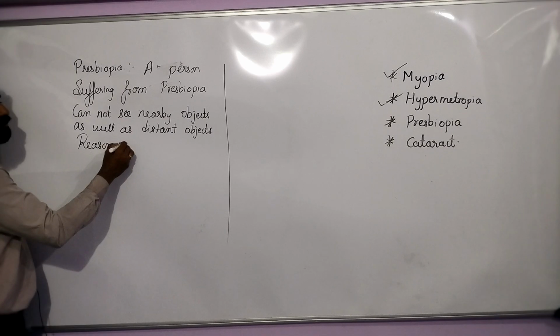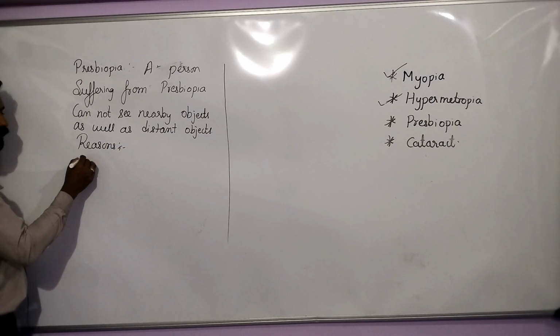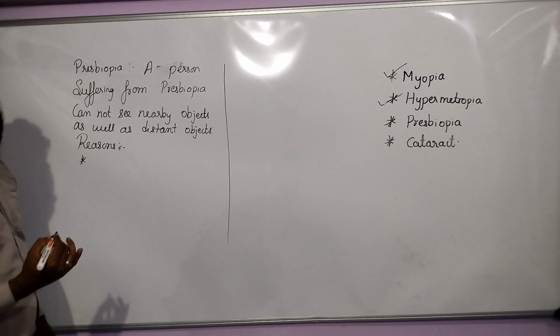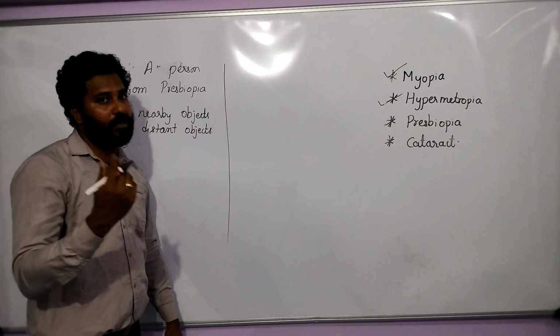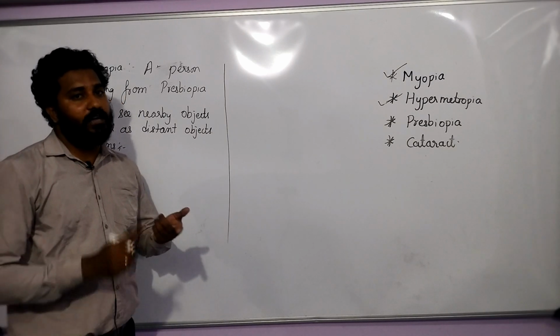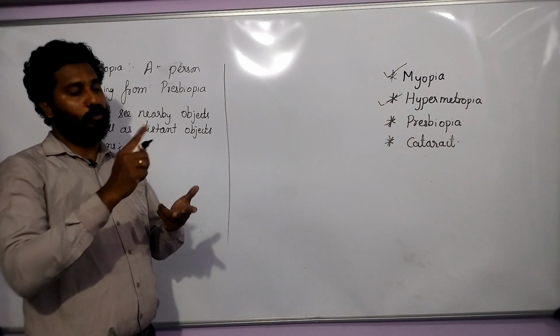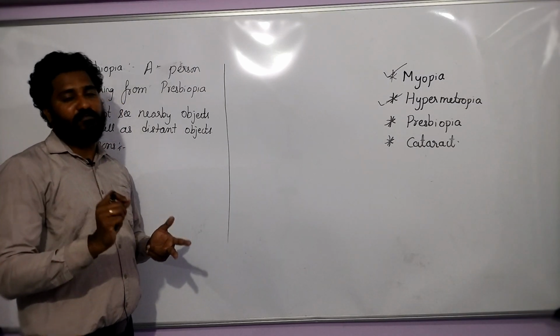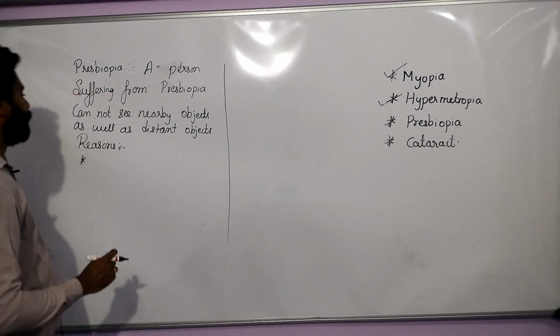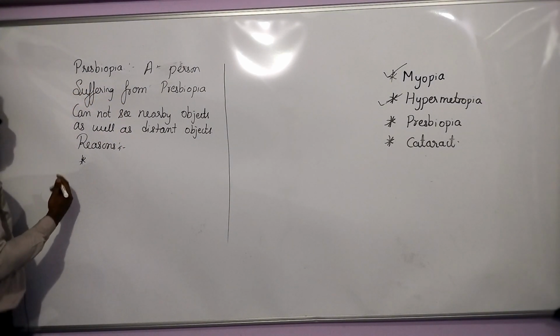Very important reasons are there for this. Only reasons are there, no diagram for this. But for myopia and hypermetropia, you have one very important defected diagram and corrected diagram. You have to practice both, so definitely they will ask in the exam also. So what are the reasons for presbyopia?